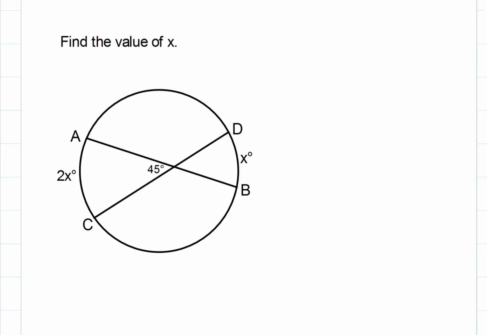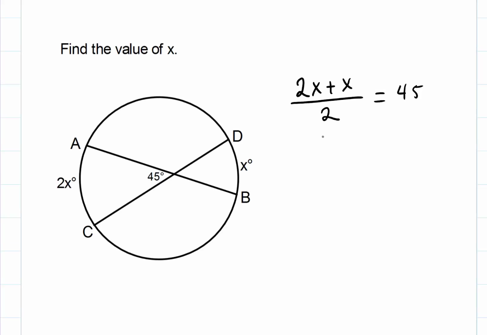Here again, we're going to set up an equation. The first arc has a measure of 2x. The second arc has a measure of x. So we add those two together, divide by 2, and that equals the interior angle, which in this case is 45 degrees. Again, it's algebra, more than one way to do this. I'm going to go ahead and combine like terms in the numerator, giving us 3x over 2 equals 45.